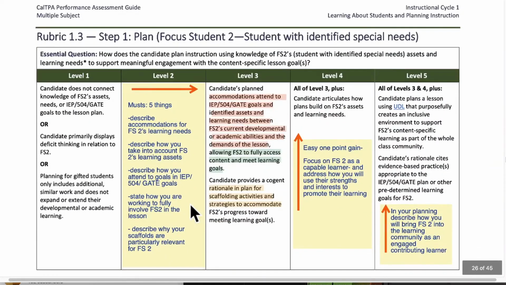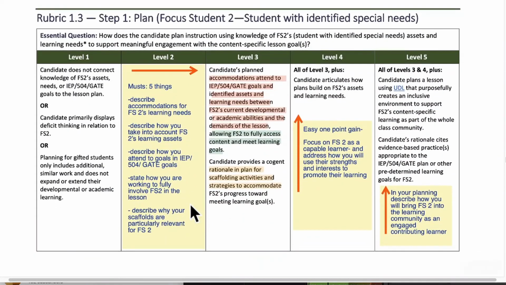So rubric 1.3, we're still on planning. This is focus student 2 this time, student with identified special needs. Essential question: how does the candidate plan instruction using knowledge of focus student 2's assets and learning needs to support meaningful engagement with the content specific to learning goals? Again, I'm focusing on level 3, and I have 5 things. Even though there's 2 blocks here, I pull out 5 things you should try to work for.